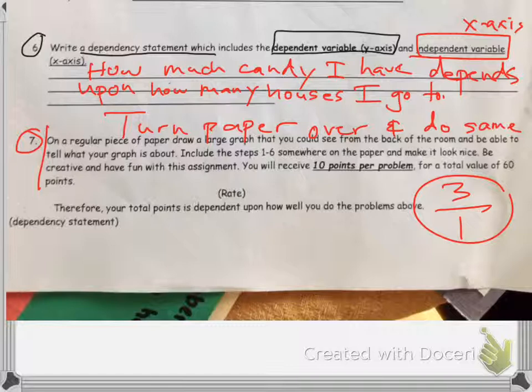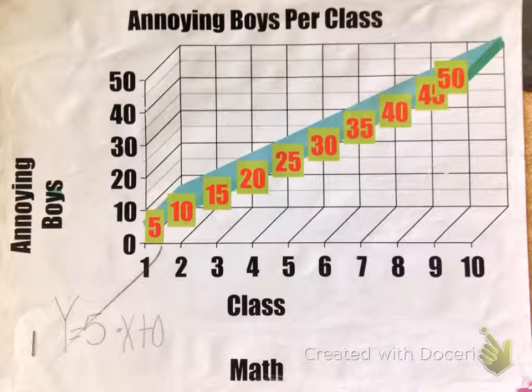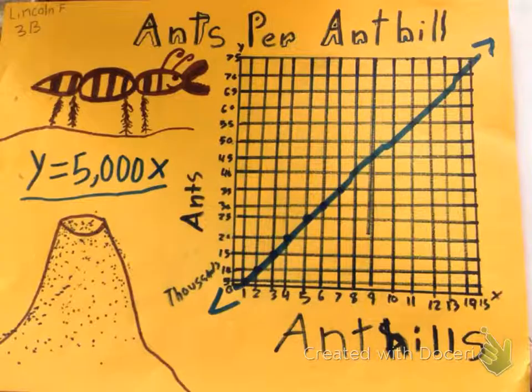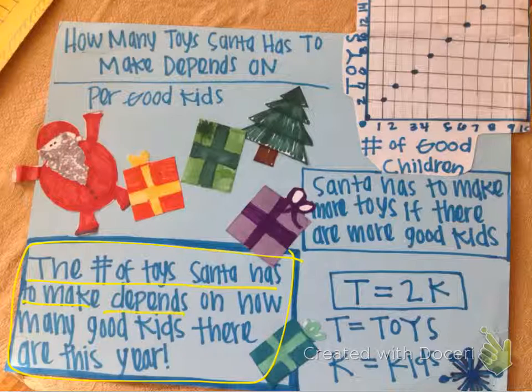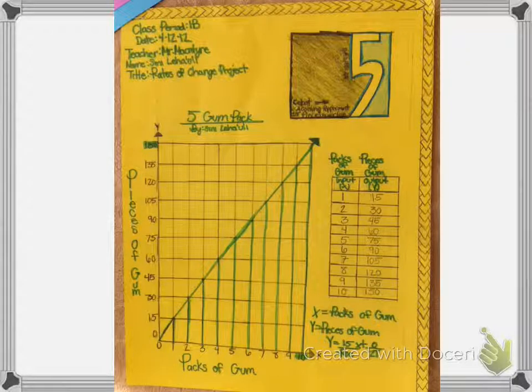So let's look at some examples of what we're going to do on Tuesday, and this will give you ideas for what you're going to do to finish the other side of the paper. We have annoying boys per class. Looks like it's 5 annoying boys per class. Ants per anthill. Toys per children. And then here's the dependency statement. The number of toys Santa has to make depends on how many good kids there are. Nice, nice.